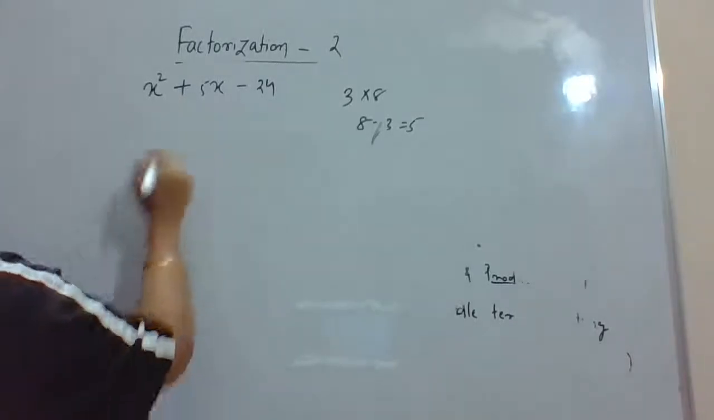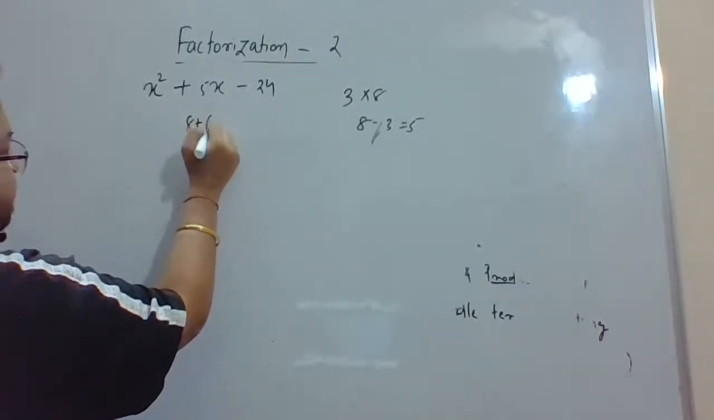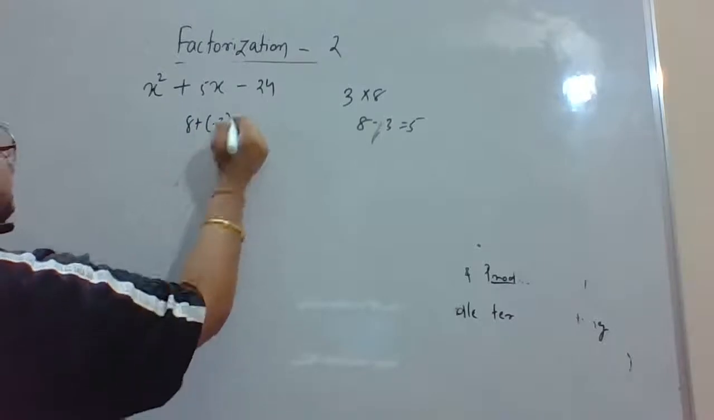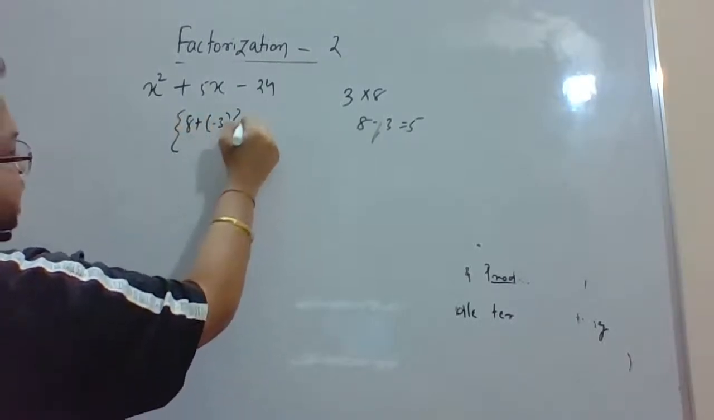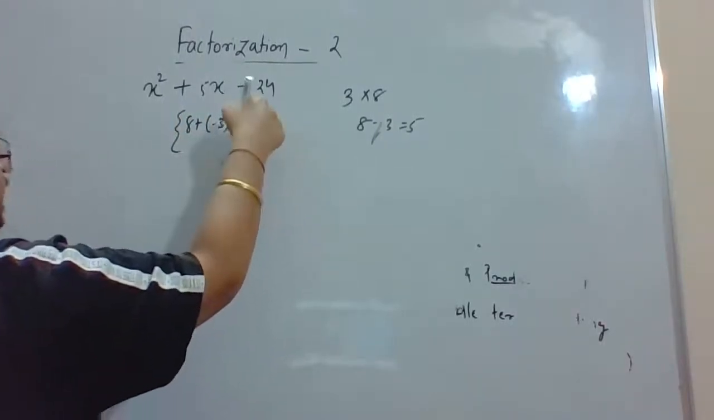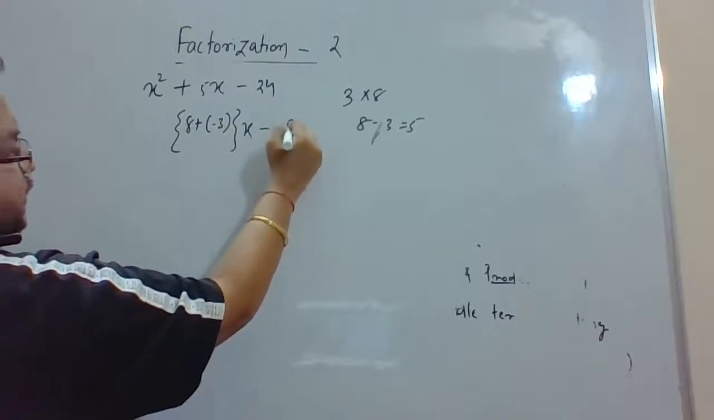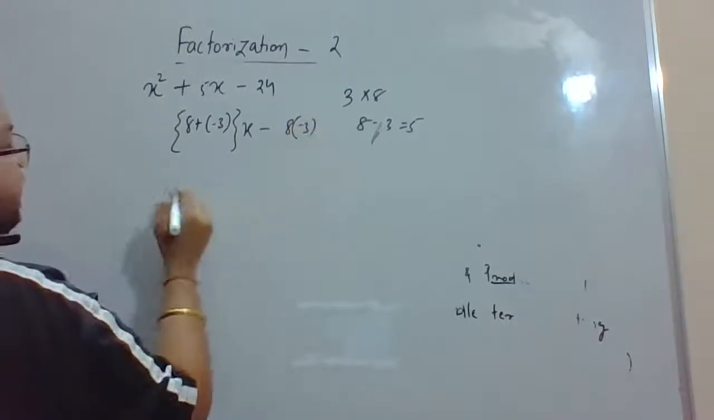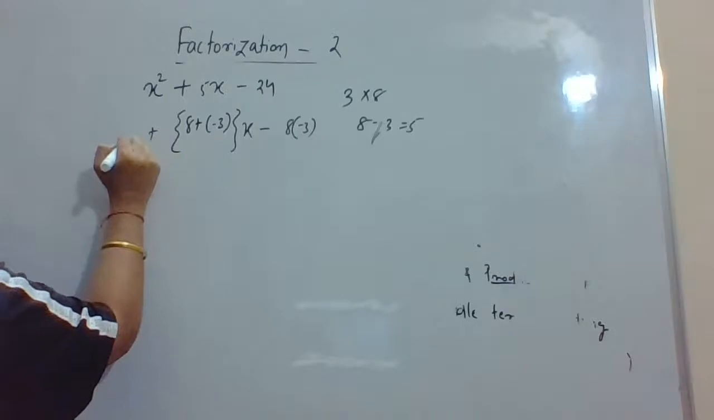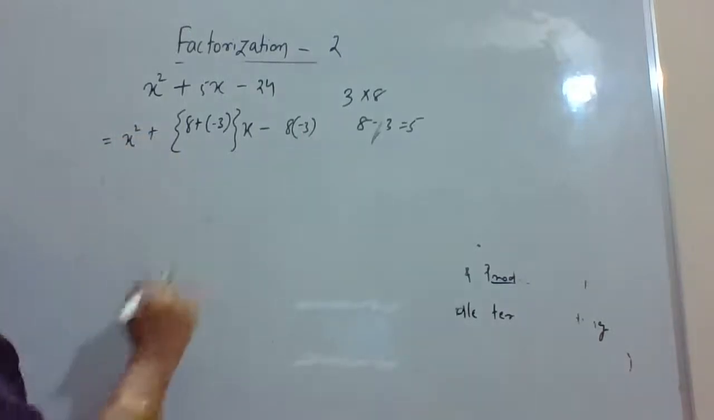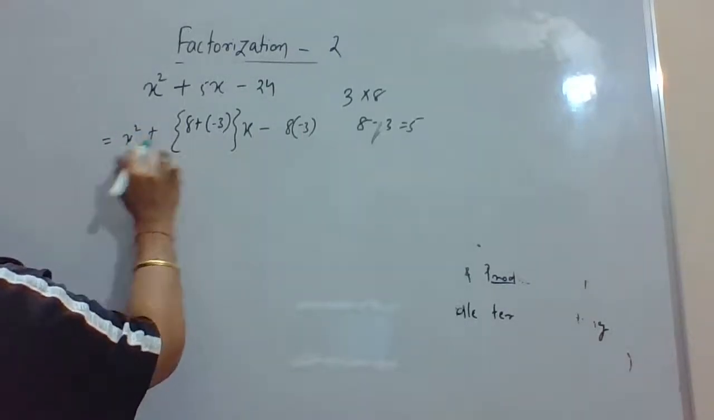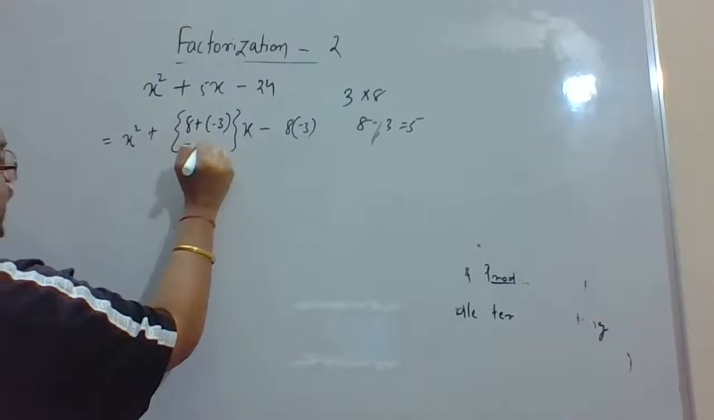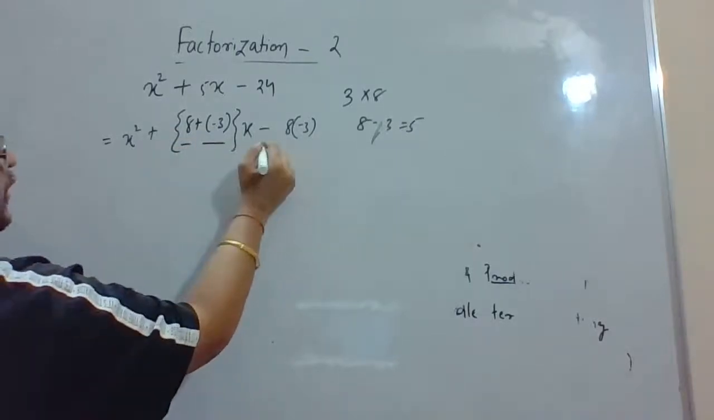So 5 can be written as 8 plus minus 3, and minus 24 can be written as 8 into minus 3. And the first term continues to be x squared. Problem solved. So x squared plus (a plus b)x plus ab.